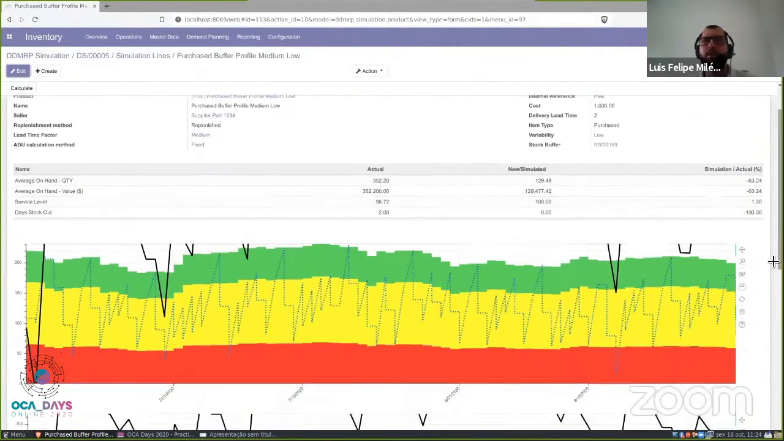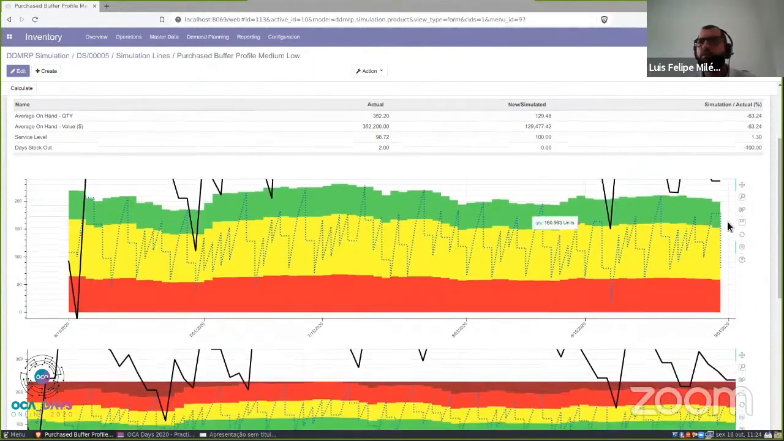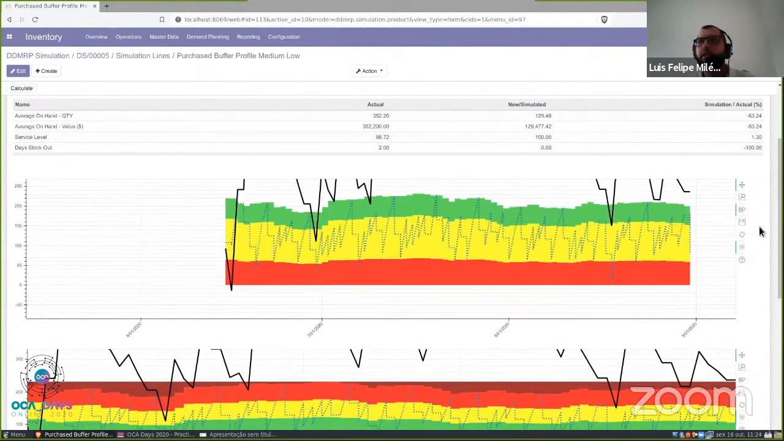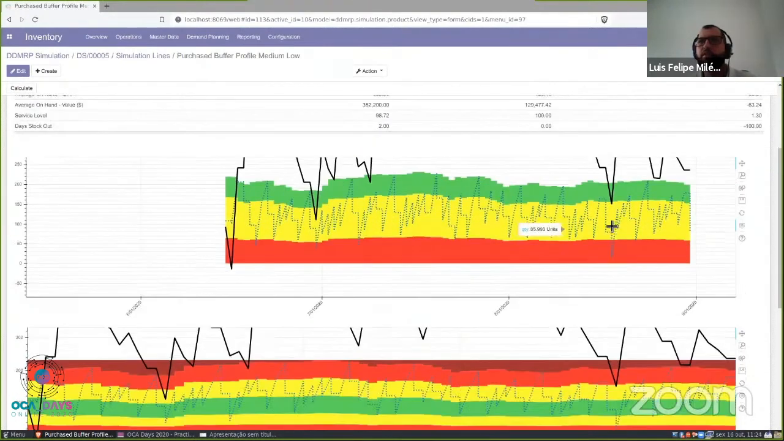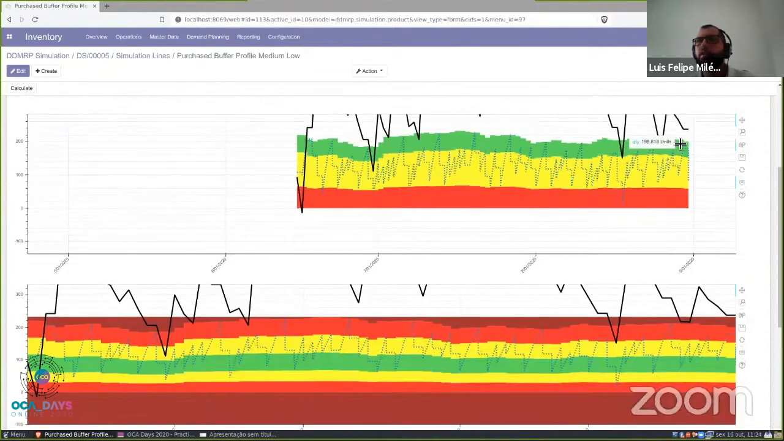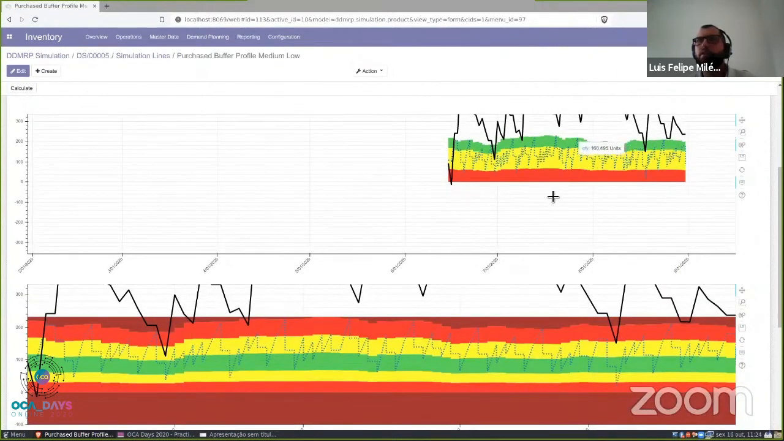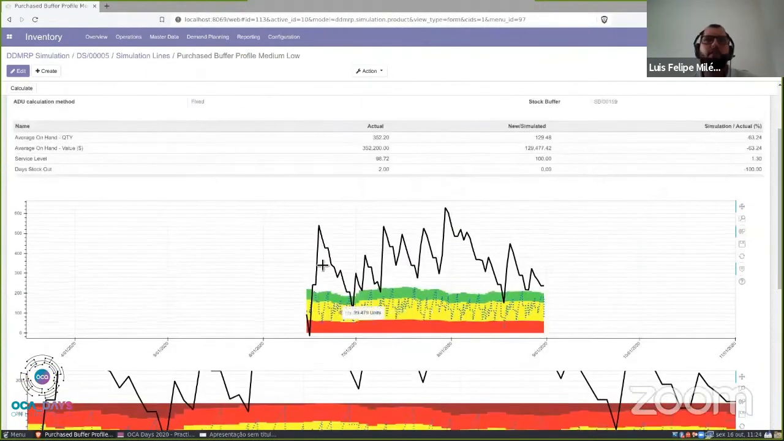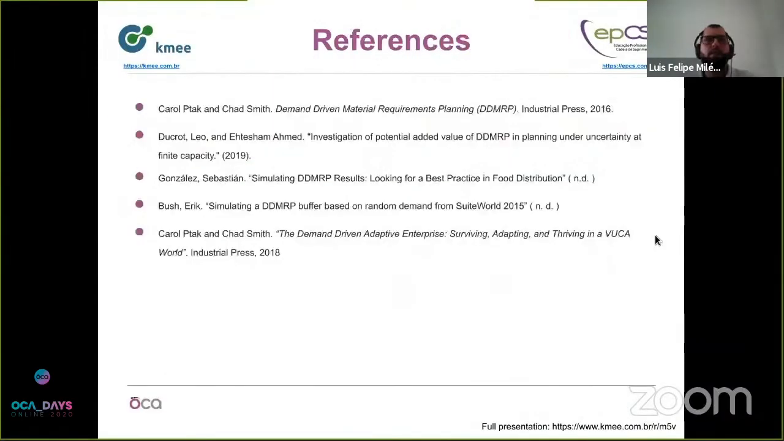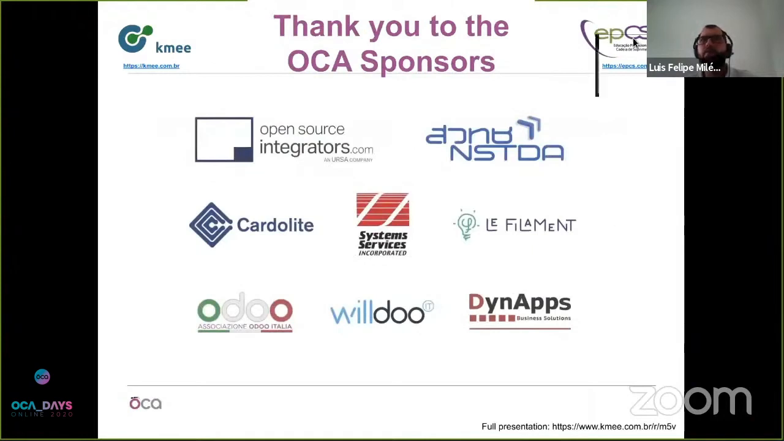1.3. And in this graphic here, we can see the black line is the stock that the customer had in the past, and the blue line is the stock on hand that he will have if he's using the DDMRP technique. And this is our references, and this is it. We are open for questions.